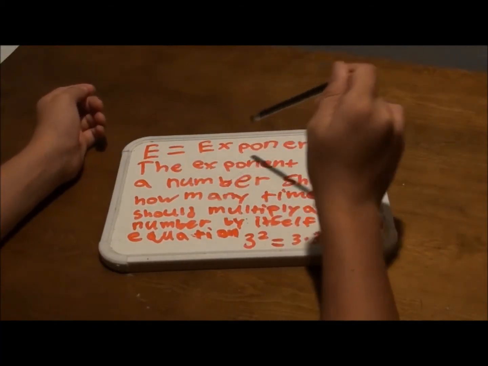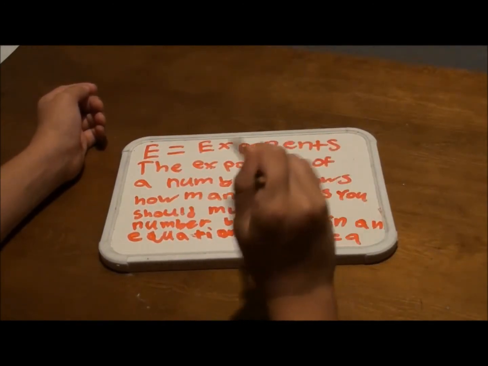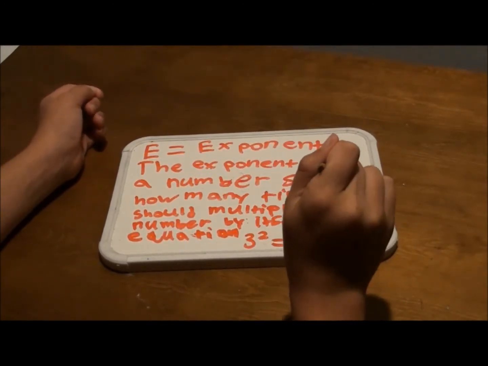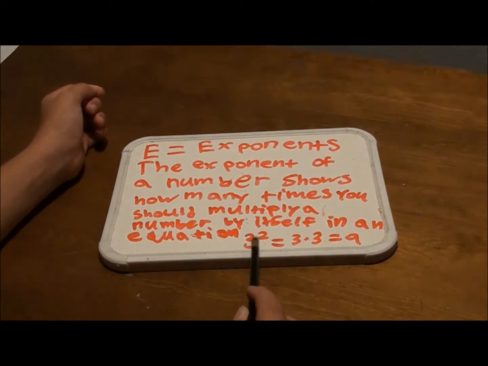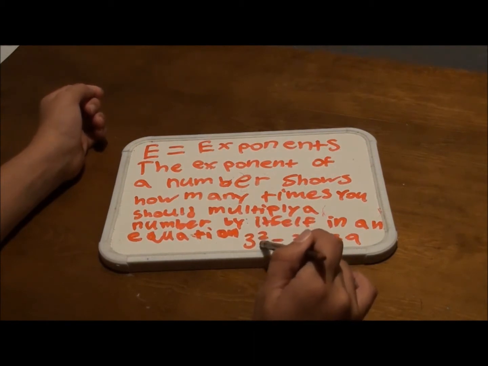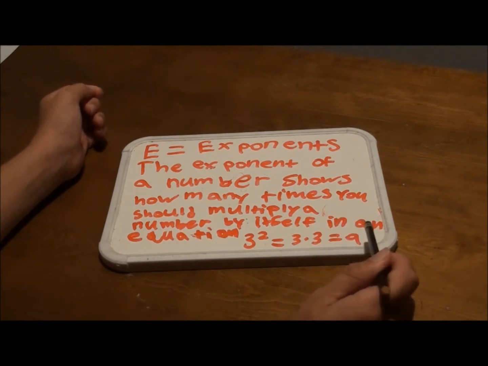So E equals exponents. The exponent of a number shows how many times you should multiply a number by itself in an equation. And here is an example of an exponent. 3 to the power of 2 equals 3 times 3, which equals 9.